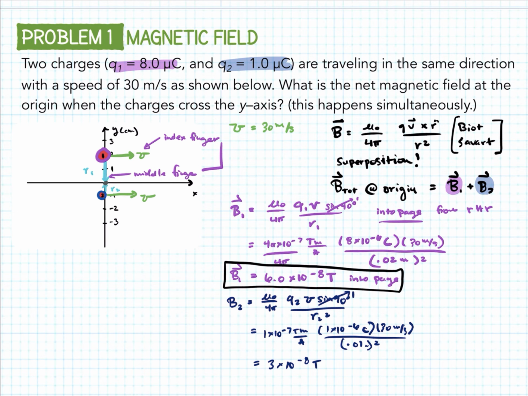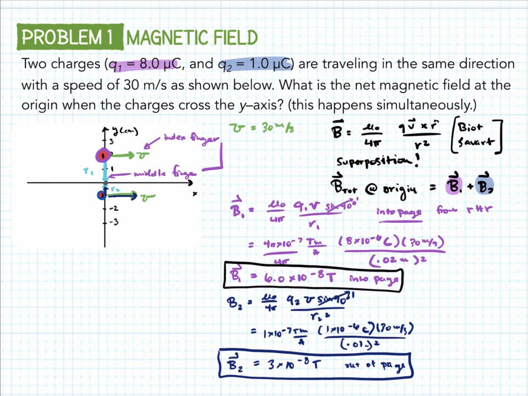And this one, if you do the right-hand rule, you point your index finger this way, your middle finger this way, make sure those fingers are at a 90-degree angle, and your thumb comes out of the page, or in the positive x direction. So this is going to be B2 as a vector. So now we have B1 and B2, but what we really need is B total, which is B1 plus B2.